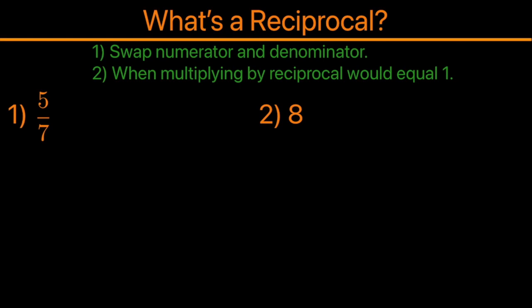The first one is 5 over 7. So what we want to do is swap the position of the numerator and the denominator, and that'll become 7 over 5.